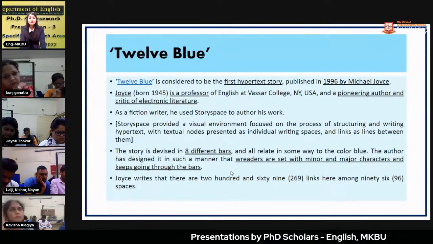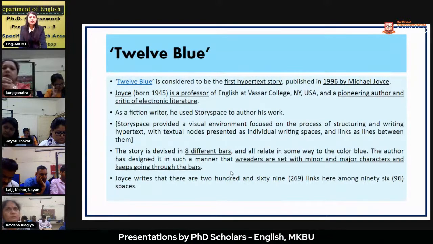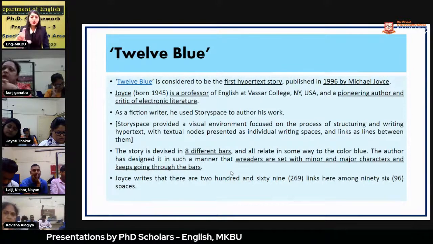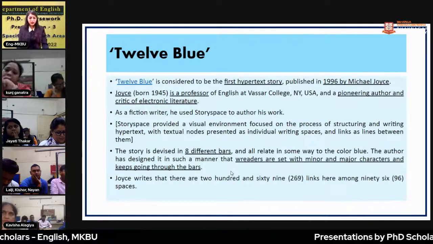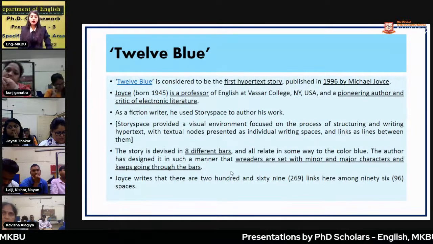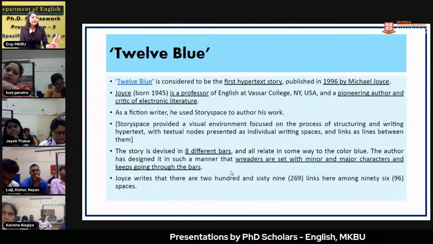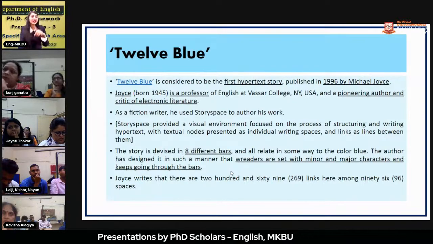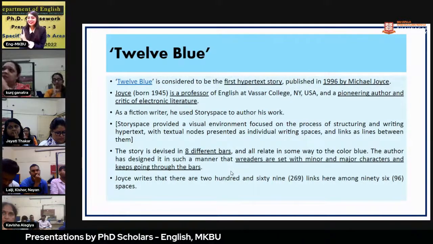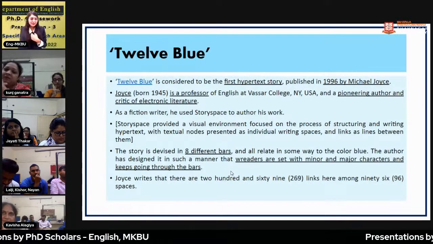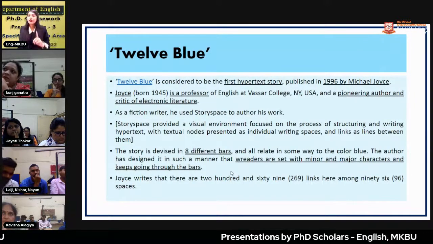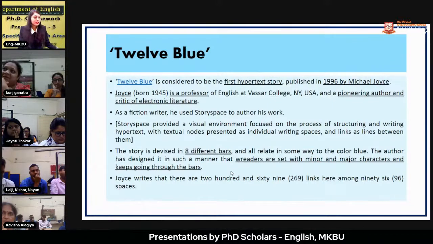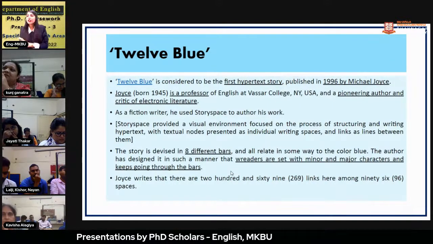Readers are set with minor and major characters that keep going through the bus. This is the whole idea. And it has this interface of blue color. Joyce writes that there are 269 links available in one hypertext. And I assure you from my experience that one can never finish reading a hypertext or interpreting meaning from a hypertext. It is always a continuing experience.